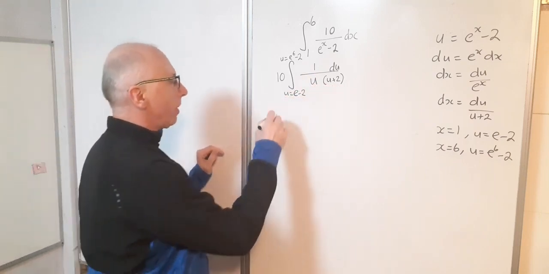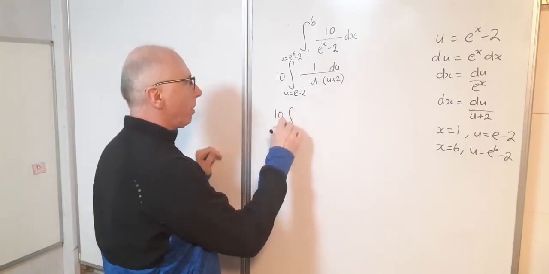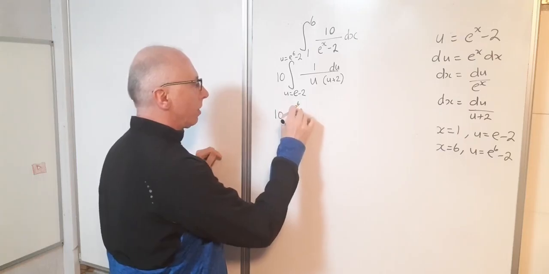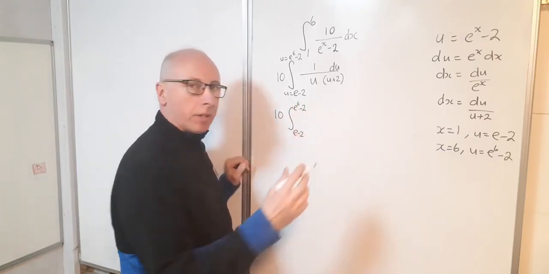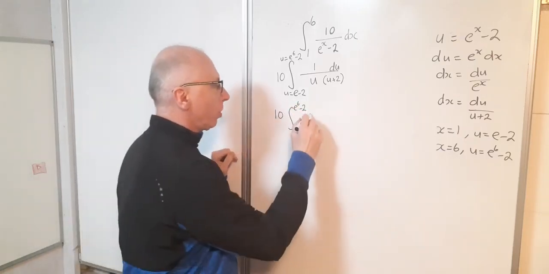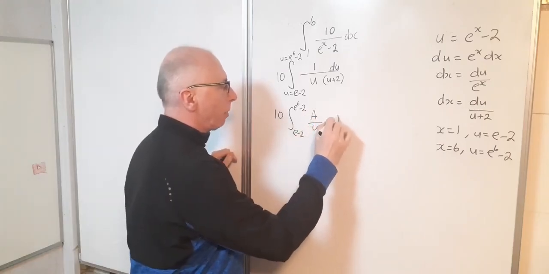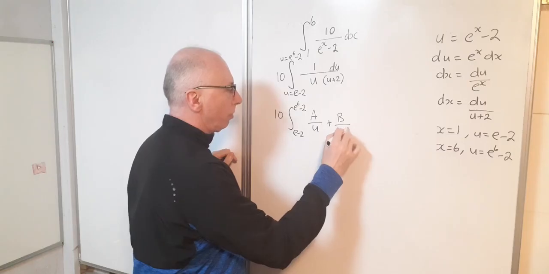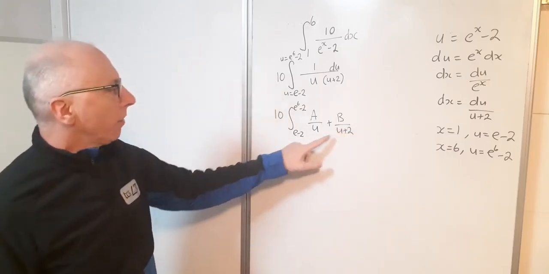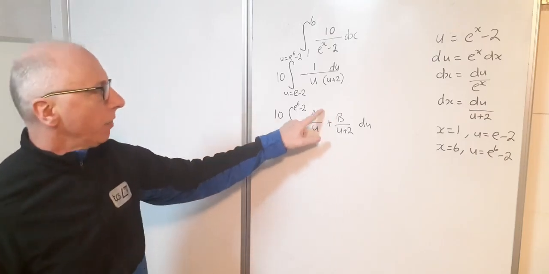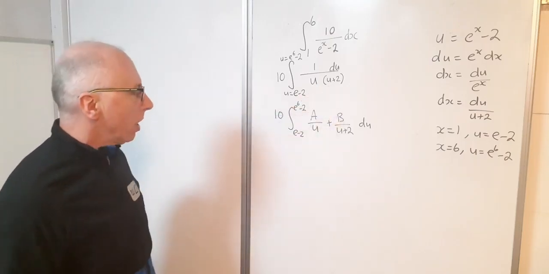So now let's just set this integral up ready to try and work that out. So now I've got e minus 2, e to the 6 minus 2. So then with my partial fractions, I'm going to need two constants. So I've got A over u plus B over u plus 2. And then I've got my du at the end. So now I've got a couple of constants I need to find for my partial fractions.